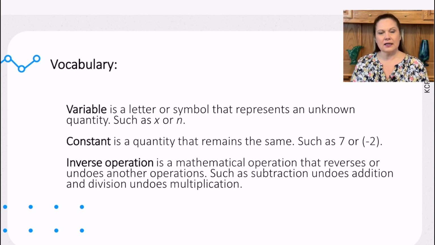A constant is a term that remains the same. Those are going to be the numbers that don't have a variable attached. They are always going to be 7. They're always going to be negative 2. Those are the two examples that I gave you.